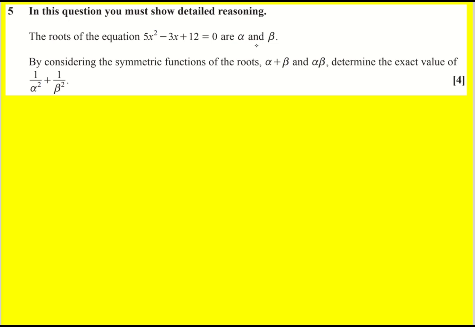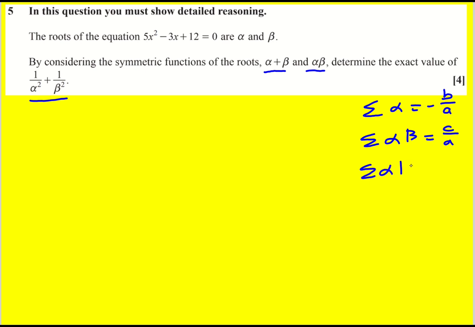Given that the roots of this equation are alpha and beta, we're asked to consider alpha plus beta and alpha beta to determine the exact value of this. So you've got to learn that the sum of your roots is always equal to minus b over a. And then the product, when you multiply them, is c over a. And you just alternate the signs.